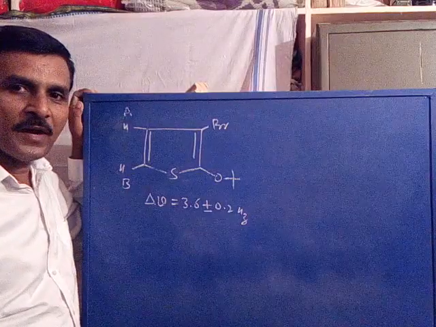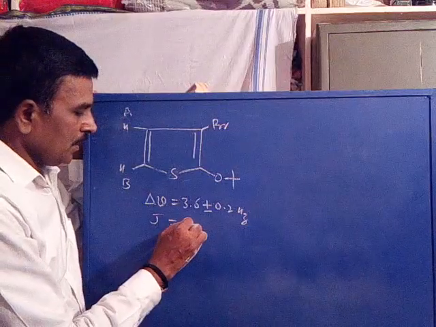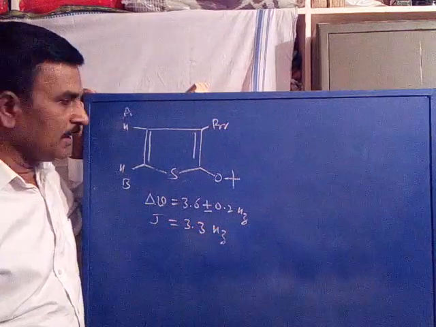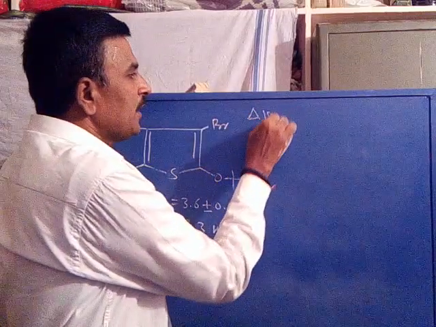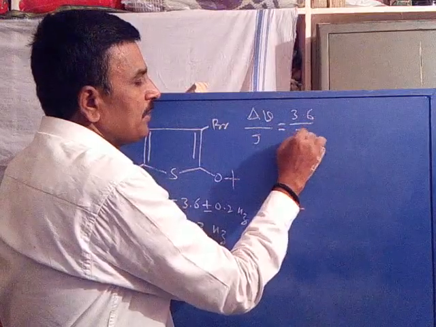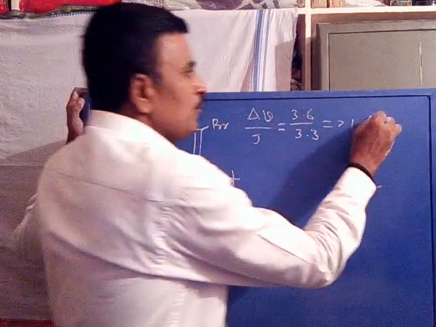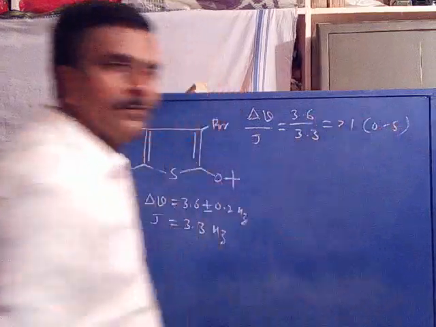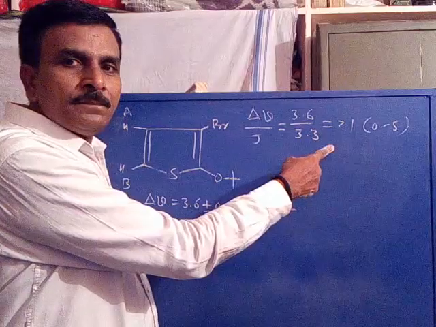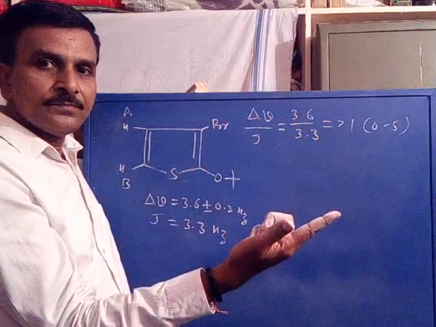3.6 plus or minus 0.2 Hz. J is equal to 3.3 Hz. Now, delta nu divided by J is equal to 3.6 divided by 3.3, which becomes greater than 1. The value is under 0 to 5. Therefore, under this condition, we should use ABC letters to designate the protons.